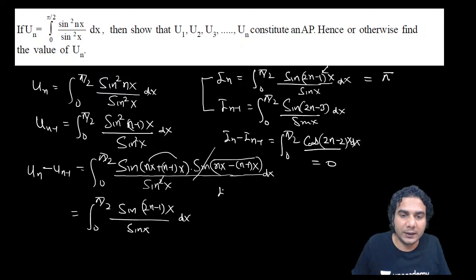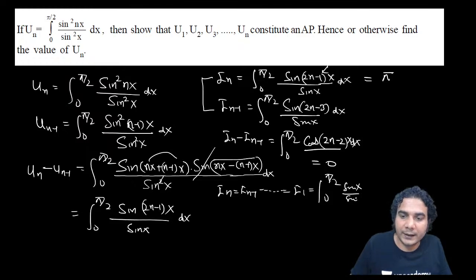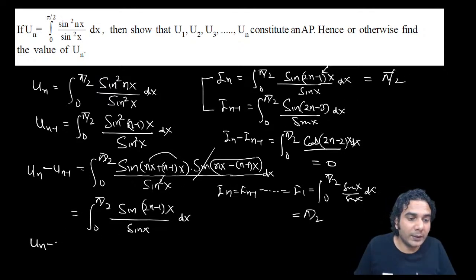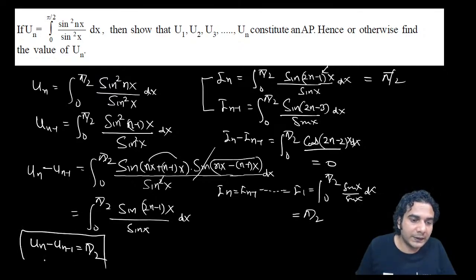Okay, calculated. So I(n) is equal to I(n-1), and so on up to I1, which is nothing but the integral from 0 to pi by 2, and if you put 1, then it is sine x upon sine x, which is coming out to be pi by 2. So that is what I was talking about. This result is pi by 2, and we have got U(n) minus U(n-1) is equal to pi by 2. This is the result finally.